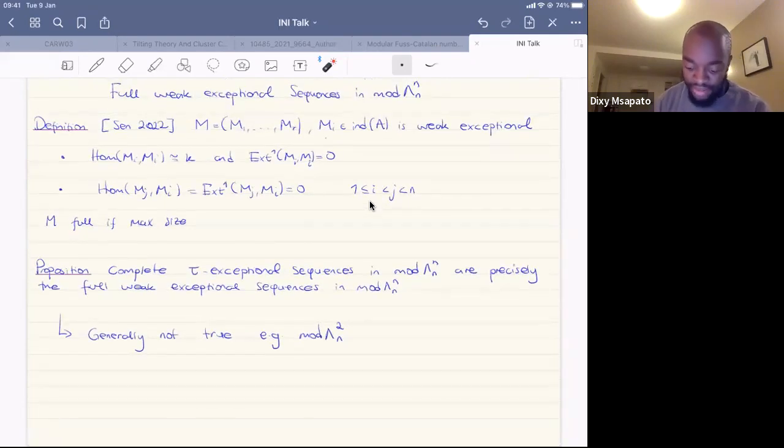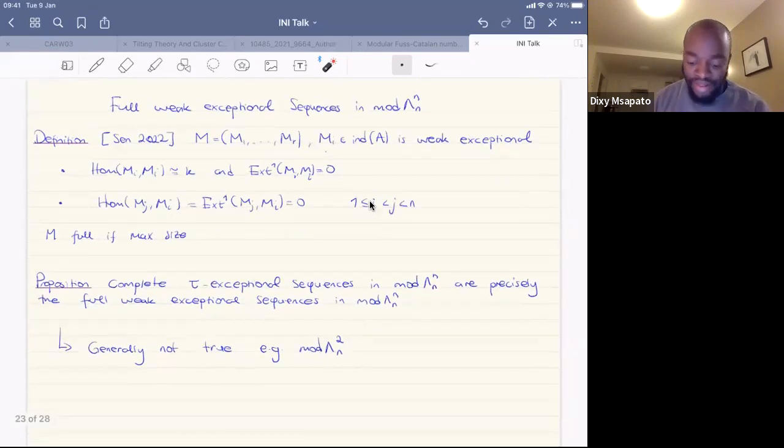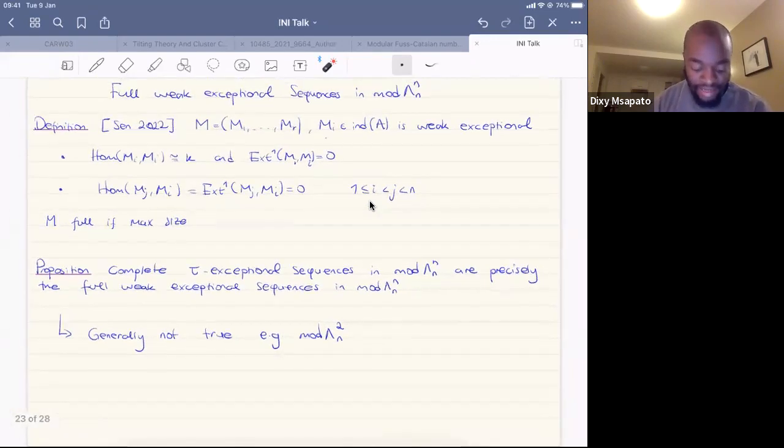We noticed that weak exceptional sequences are counted by the same formula as tau-exceptional sequences. So you might ask whether this is a coincidence. It turns out that the complete tau-exceptional sequences in mod Lambda n to the n are precisely the full weak exceptional sequences in mod Lambda n to the n. And this is generally not true for an arbitrary algebra. If you consider mod Lambda n to the t, my counting result is different from the one Sang gets when they count weak exceptional sequences.